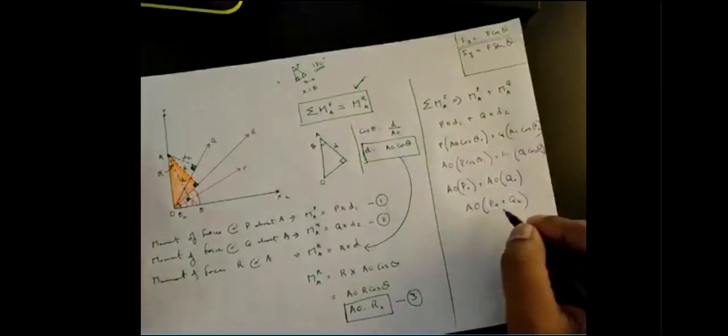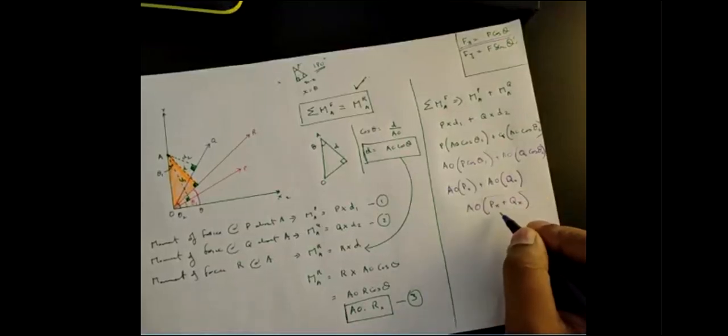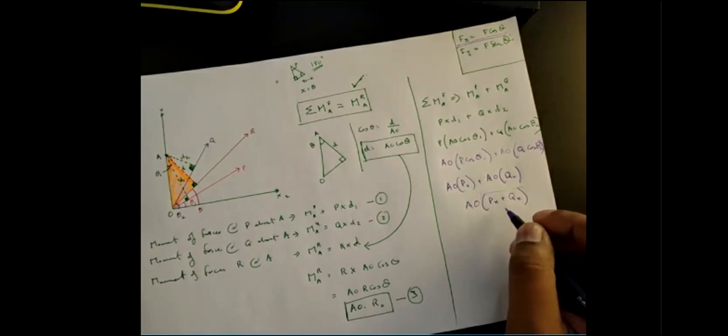Now, if you see this part of the equation, Px plus Qx is nothing but the sum of all the horizontal forces in that particular force system. The sum of all horizontal components in the force system is equal to the horizontal component of the resultant. If you go back to the previous lectures, all the horizontal forces in that force system can be equated to the horizontal component of the resultant itself. So in the same analogy, if you replace Px plus Qx with Rx, we get AO times the horizontal component of the resultant.